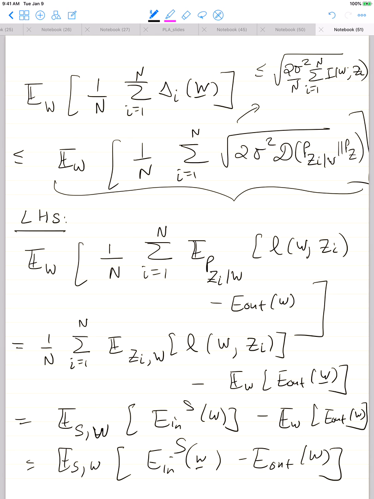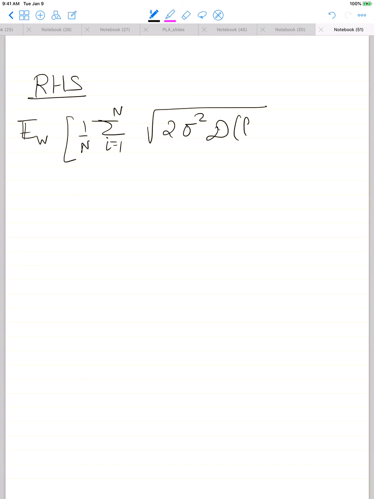Okay, so it's basically applying Jensen's twice to get to this bound. First, what we will do is take the right-hand side, which is E of W, summation of i going from 1 to n, square root of 2 sigma square D of P(zi given w) and P(z). First, I will apply Jensen's here.